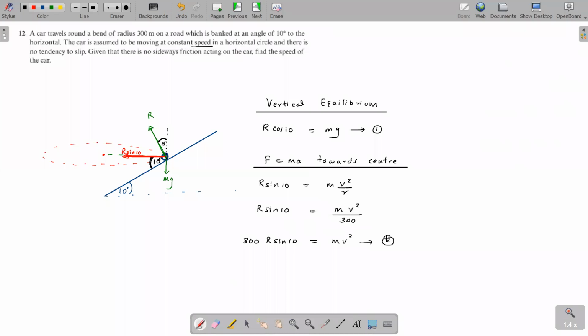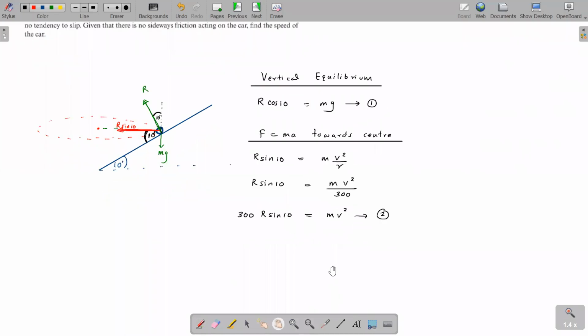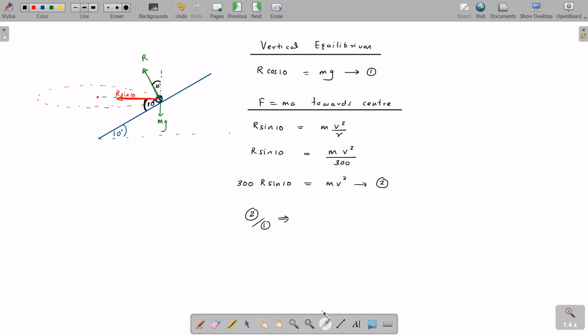The second equation. I think it's easy for us to find the v value here. The easiest thing to do is to divide. I'll divide the second equation by the first. I'm doing 2 by 1 because I can make v the subject easily then. 300 R sine 10 divided by R cos 10 equals mv square divided by mg.